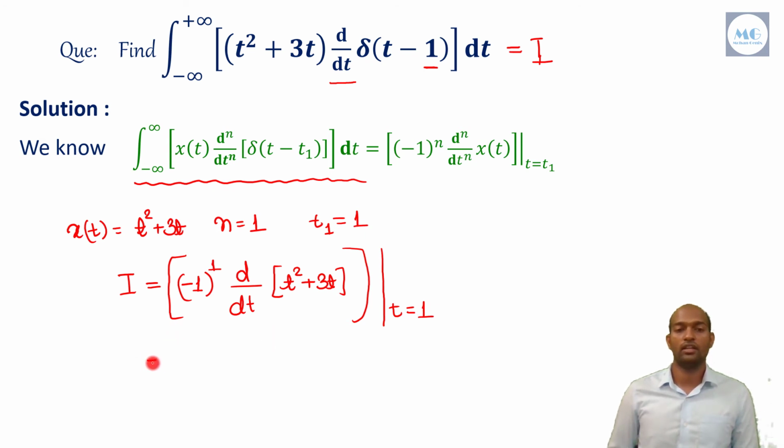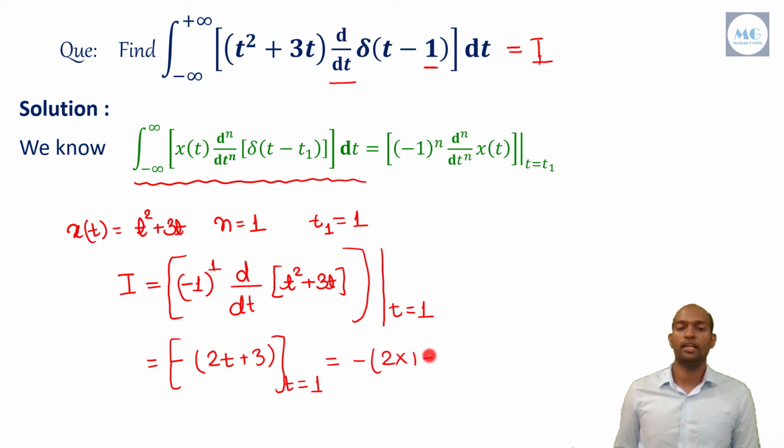And what will it become? Minus 1 to the power 1 is minus. The differentiation of t square plus 3t will be 2t plus 3, and at last we have to put t equal to 1. If I put t equal to 1, it will become minus of 2 into 1 plus 3, which will be equal to minus 5. This will be our answer.